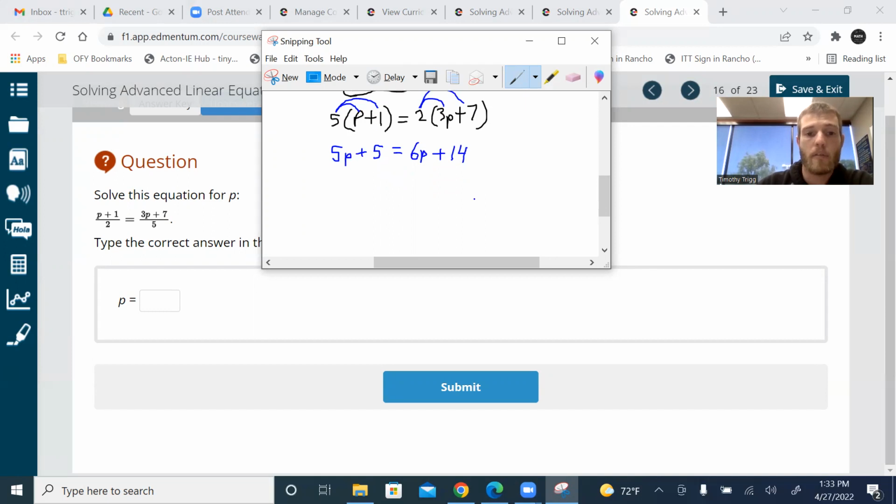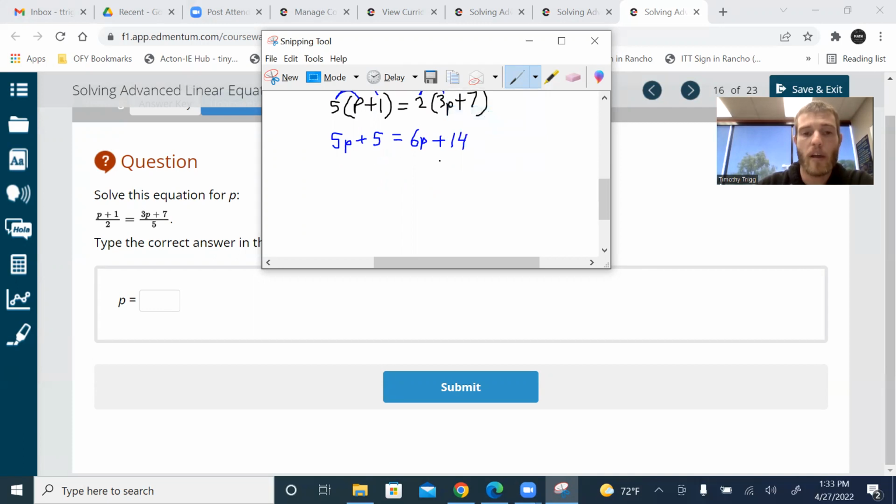Okay. From here, it's very similar to what we did in the last lesson, where we have p's on both sides of the equation. So I'm going to move all my p's together on the same side. You can move them all to the left or move them all to the right. It honestly doesn't matter. In my case, I'm going to move them to the right. Subtract 5p. That means I have to subtract 5p from the other side. 5 equals 6p minus 5p, which is 1p.